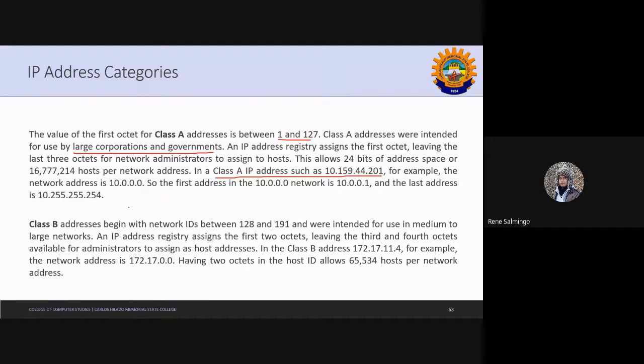The first address is 10.0.0.0, then 10.0.0.1, and the last address is 10.255.255.254. This is for Class A. Now for Class B, the first octet is from 128 up to 191.